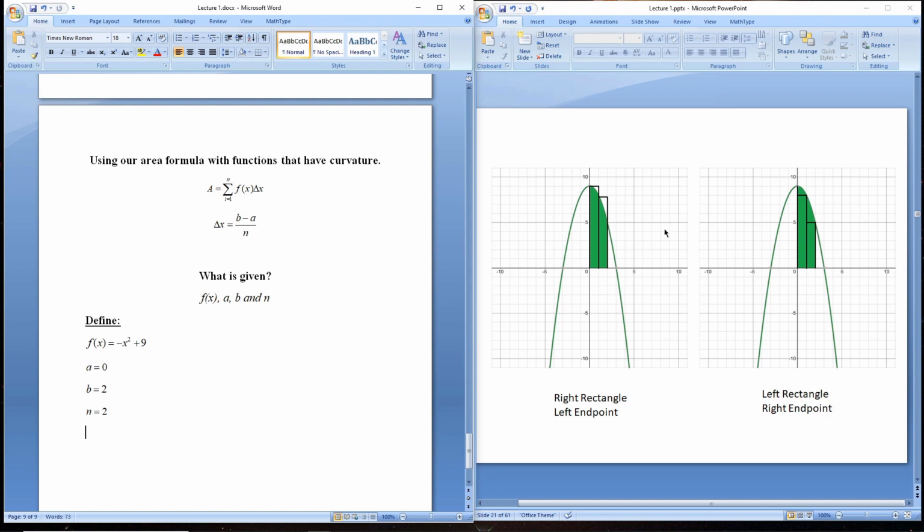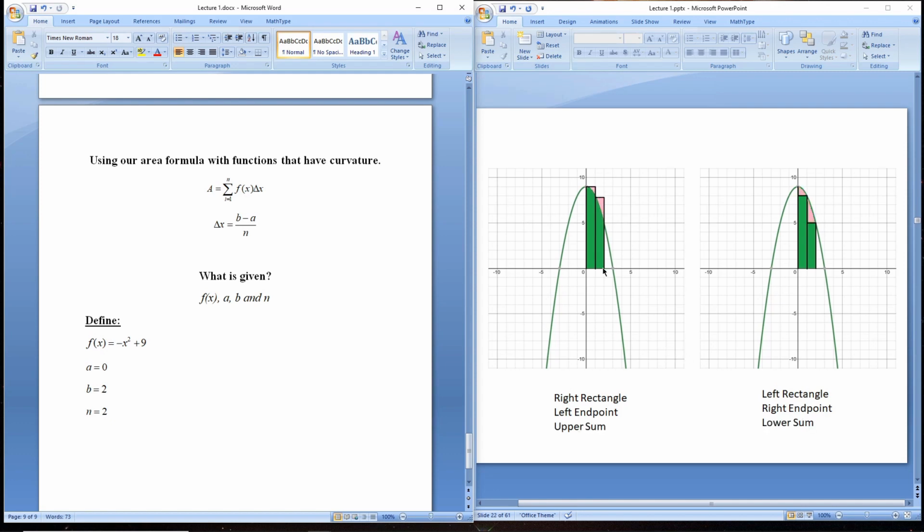And here are our right rectangles. You can tell there is a difference between them, and they do algebraically give different answers. However, once we introduce calculus, these will both give the exact same answer. But for now, you should expect these to be different.